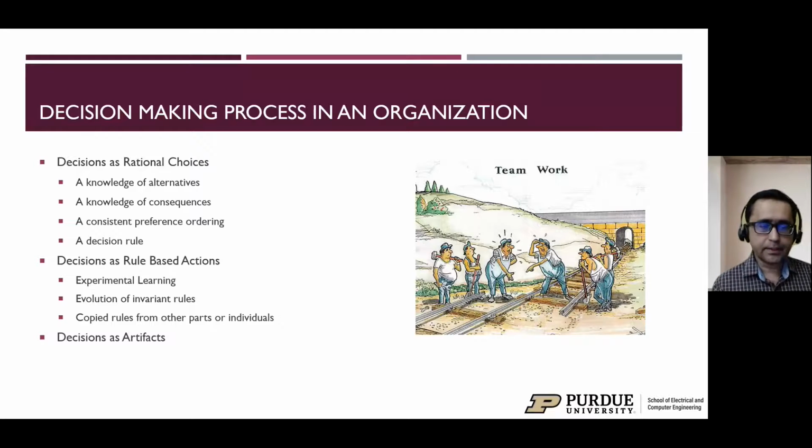So if you really look at decisions as rational choices, such decisions generally have a knowledge of alternatives. They have a knowledge of the consequences, and they have a consistent preference ordering and a decision rule. So this is basically a very rational way of making decisions, very similar to the material that we went over in the course, where we have a bunch of alternatives and we come up with a utility theory using lottery questions and things like that. This shows that there is actually an ordering of preference of what decision they want to make.